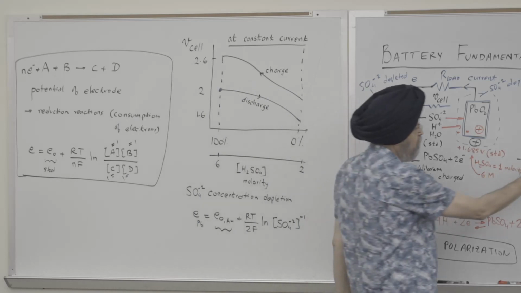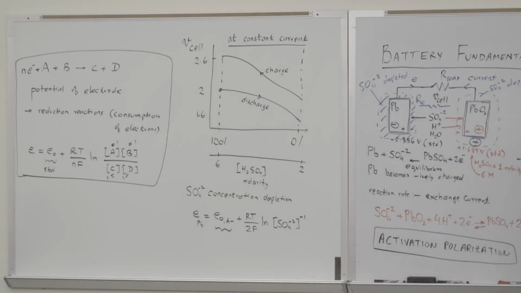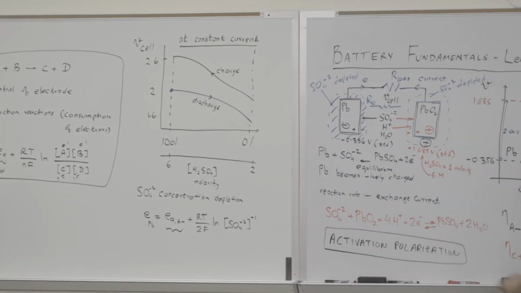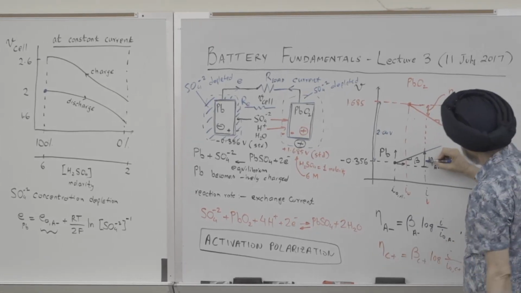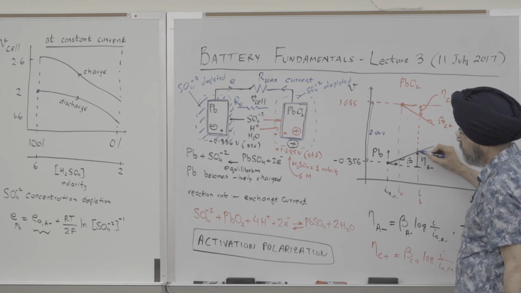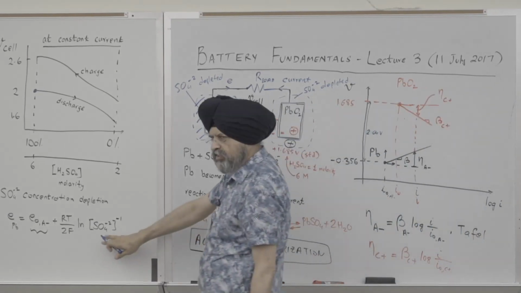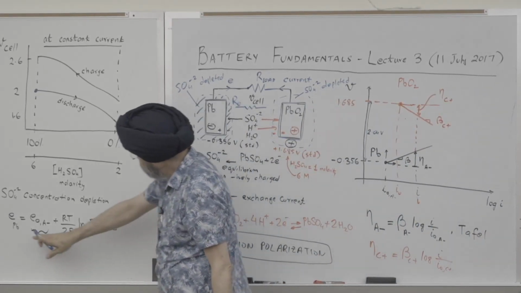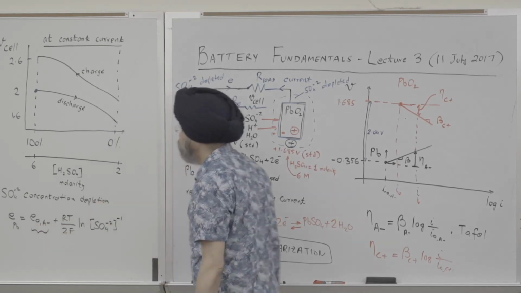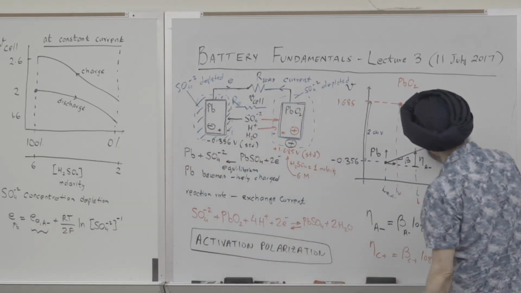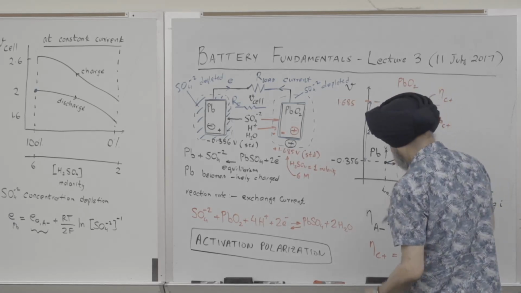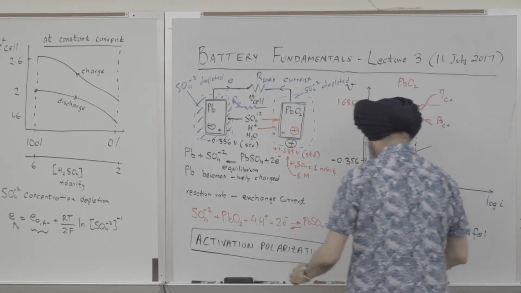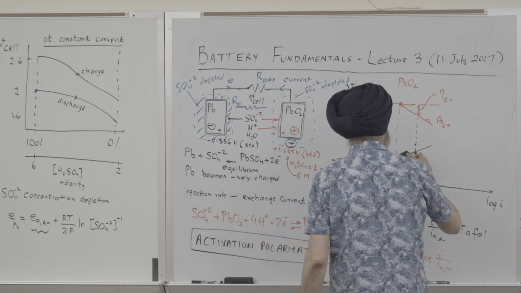So now look over here. We are at this point because of activation polarization. Because of current flowing, we have this change in potential. But now notice, because the sulfate ion concentration is decreasing, we get another increase in that electrode potential. So this point goes up over here. So this curve, let me draw in black. Let me make this dotted.